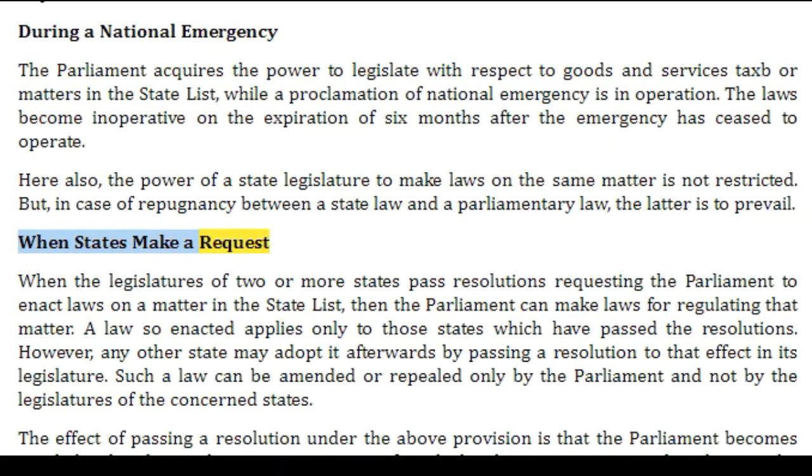When states make a request. When the legislatures of 2 or more states pass resolutions requesting the Parliament to enact laws on a matter in the state list, then the Parliament can make laws for regulating that matter. A law so enacted applies only to those states which have passed the resolutions. However, any other state may adopt it afterwards by passing a resolution to that effect in its legislature. Such a law can be amended or repealed only by the Parliament and not by the legislatures of the concerned states.